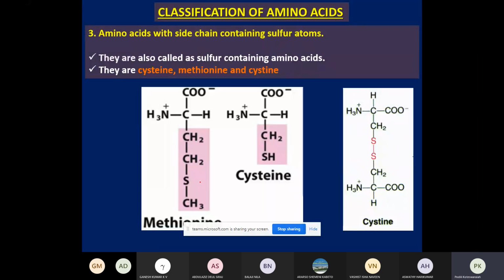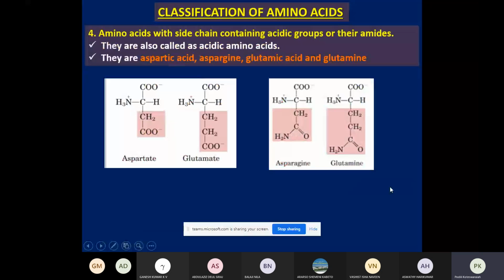For example, methionine has the sulfur, and cysteine, these two amino acids have sulfur in the side chain. Of course, cystine is the dimeric form of cysteine, and it is not listed among the 20 amino acids. And then the fourth group is the amino acids containing the acidic groups or their amides.